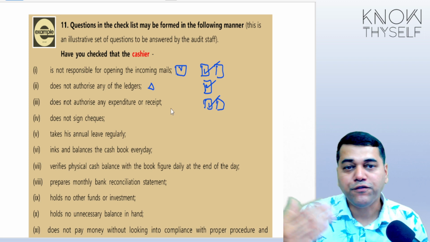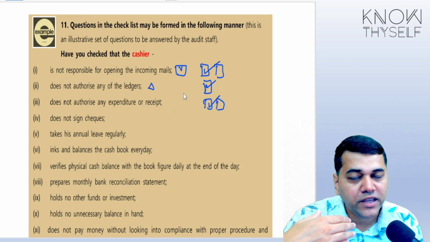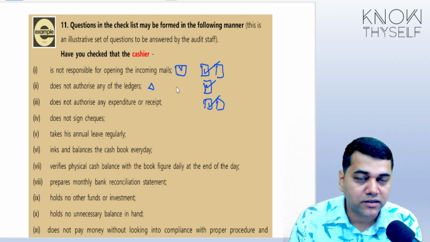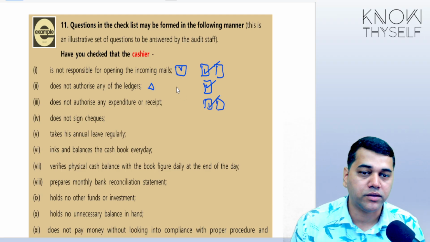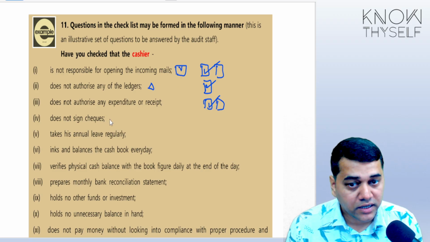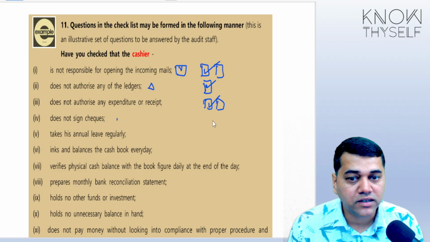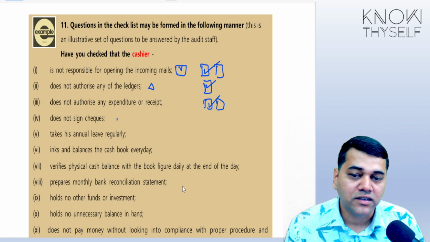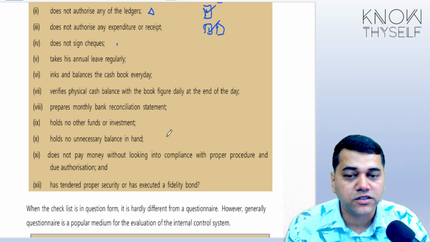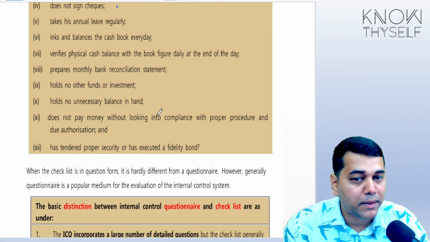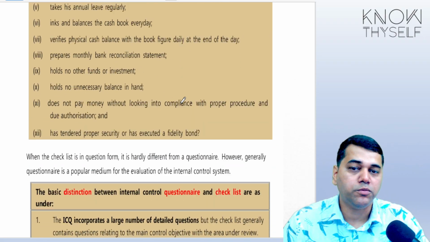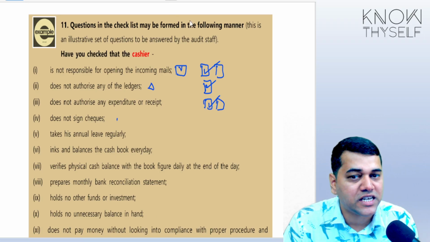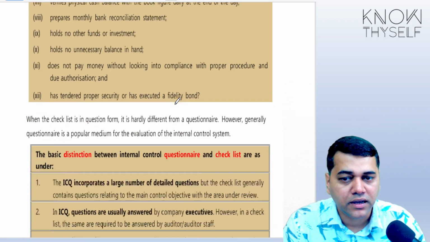That means if you have checked and it has been a very bad observation, that means there is no segregation, you would have come and reported it to me. You would have documented it. Does he sign the cheque? Have you verified it? Does he take annual leave? Have you verified it? Does he have any other funds or investment? Does he hold unnecessary balance in hand? So I hope, students, you are clear. This is one of the illustrative checklists which can be created.